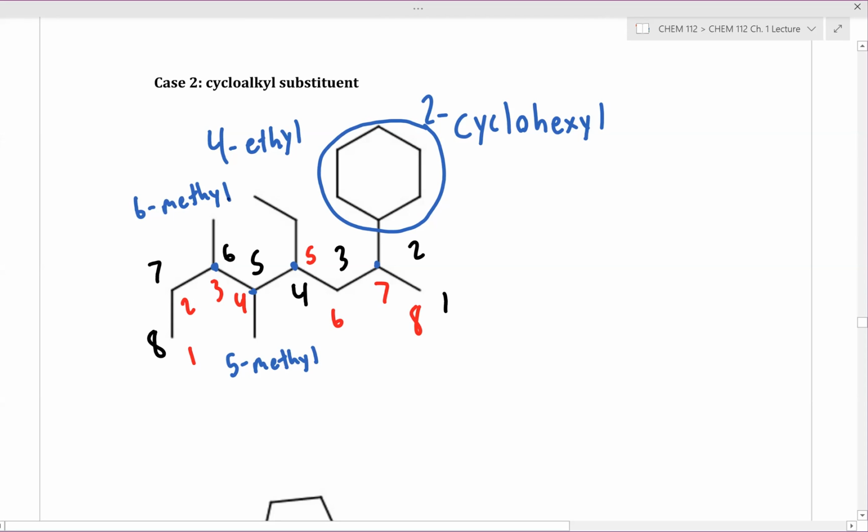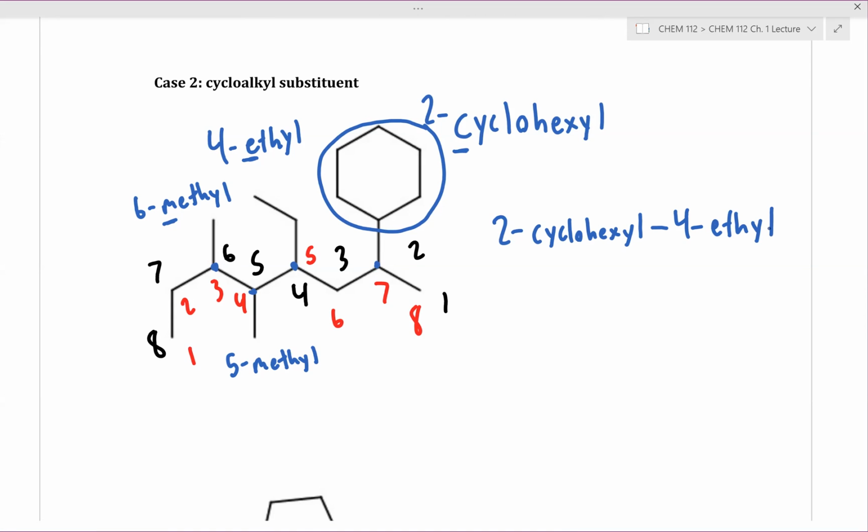So then, now, what is first alphabetically? Is the cyclo prefix counted alphabetically? Yes. So what is first? C, E, or M? C. So we write this as 2-cyclohexyl. Okay, what's the next in alphabetical order? Yep, 4-ethyl. Okay, and since we have 2 methyls, what prefix do we use? Dimethyl. Yep, so this would be 5,6-dimethyl. And then since it's an 8-carbon chain, what do we call it? Octane.